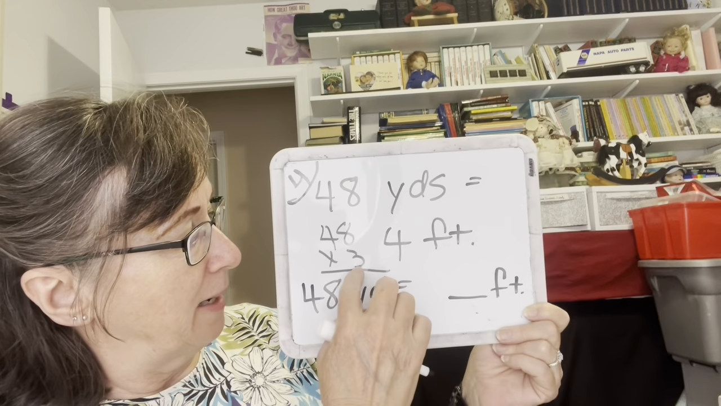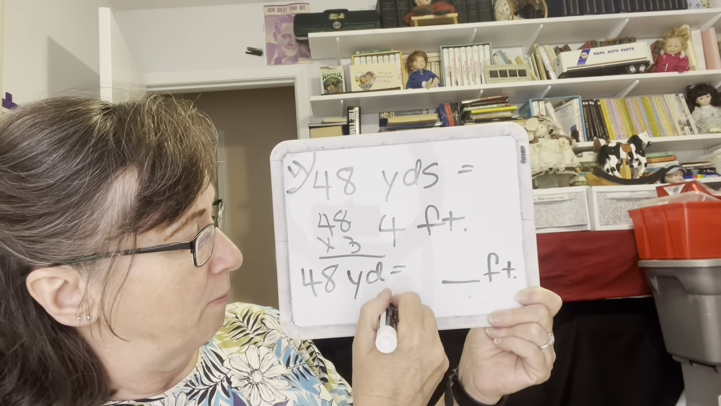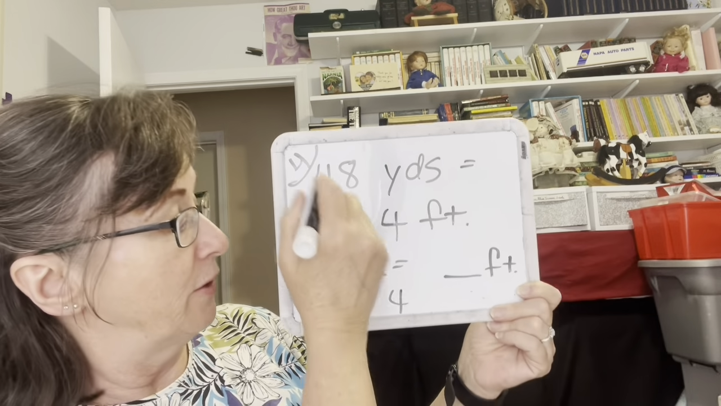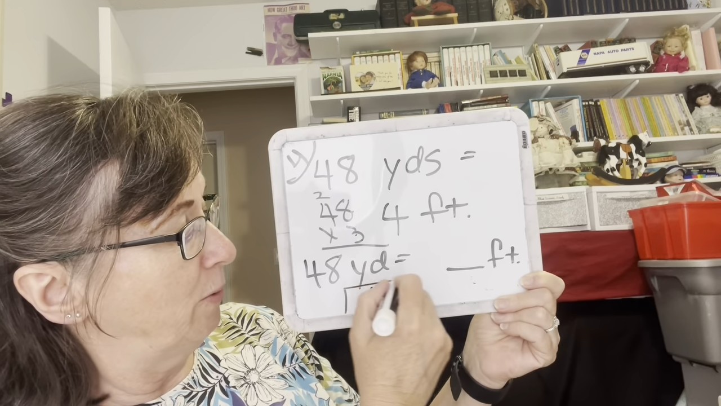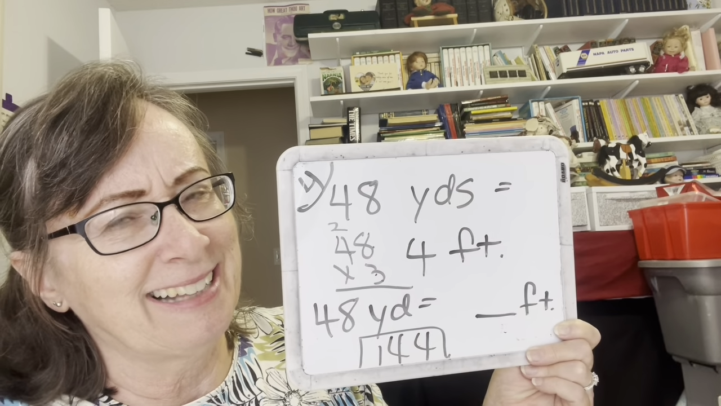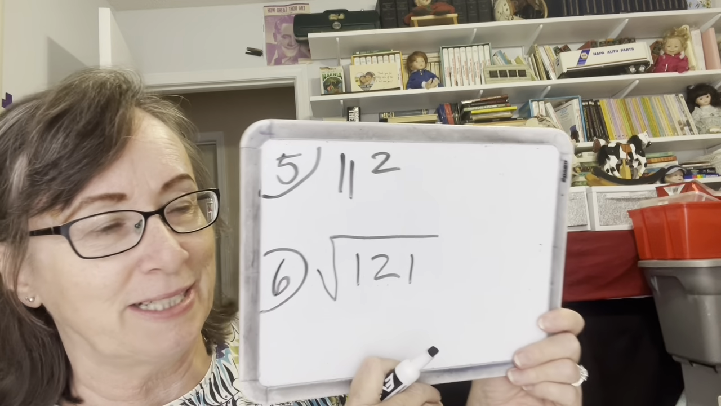So 48 times 3, 8 times 3 is 24. I need to write it down here. 24. 4 times 3 is 12, 13, 14. 144 feet, not 4 feet. That's just ridiculous. Okay, number 5 and number 6 are dealing with our squares and our square roots.